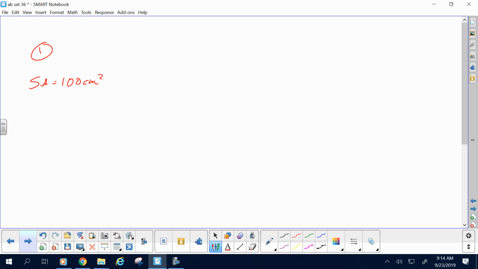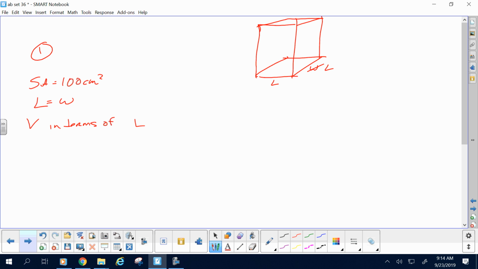The length and width are the same in the base, but that does not mean the height is the same. What is the volume in terms of L only? Think of it like a square base. They say in the base, those two are the same. The height, I don't know what's going on with the height. It could be different, so don't think that the height has to be the same. It doesn't. You with me so far?